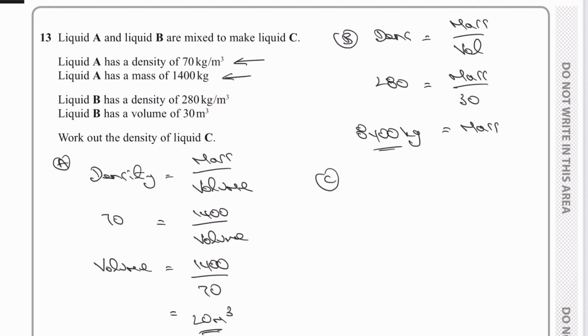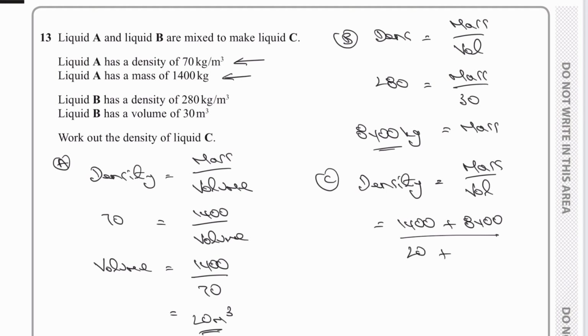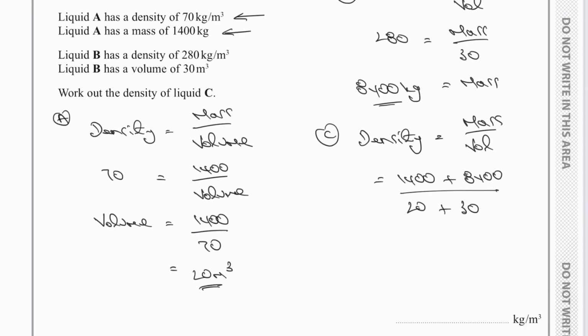Okay, so we've got bits of information now, and then we can look at working out the density of liquid C, which is the question itself. So the density equals mass over volume. Now you'll notice at this point I've written this formula 3 times. It just helps me to remember it every single time. So the mass of liquid C, well, that's going to be the mass of liquid A, which we know is 1400, and the mass of liquid B, which we've just worked out as 8,400, and then we're going to divide that by the volume. Well, liquid A volume we worked out as 20, and then liquid B volume we were given as 30.